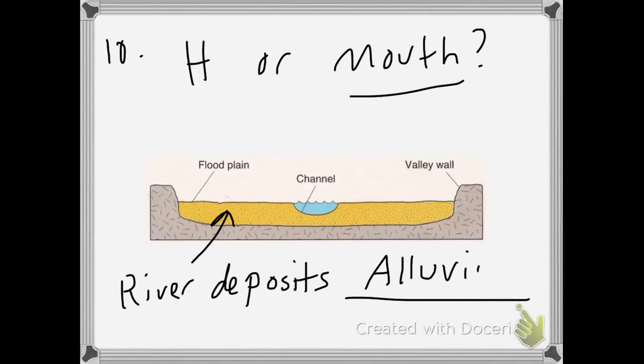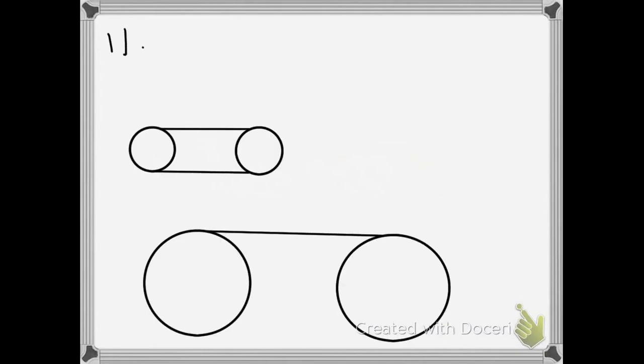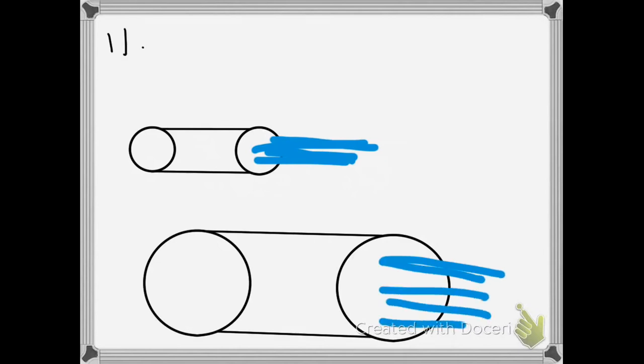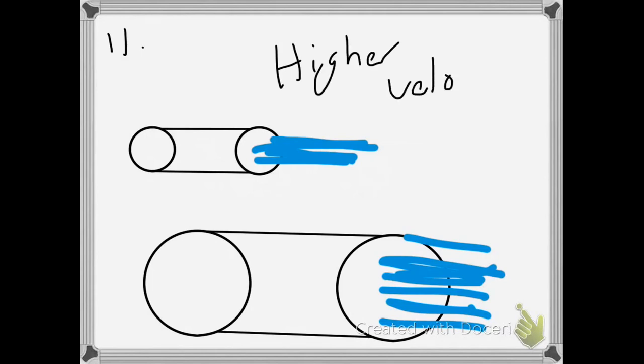Well, that's alluvium. So all that streams deposit is known as river alluvium. Question number 11. I have some weird looking tubes here with water coming out at one end of each tube. I've got a small tube and a big tube. Between the two tube sizes, which one indicates a higher velocity? Where is the water shooting out under greater pressure? And that is the top tube because you have more water coming out in a given period of time.